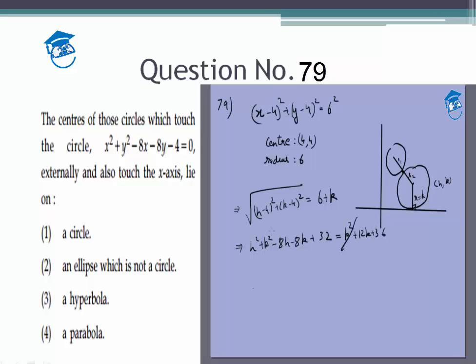Now k squared and k squared cancel, and the moment k squared and k squared cancel, you know that this is not the equation of a circle, this is actually the equation of a parabola, which means the answer is option 4, because you'll have x squared and y, you won't have any power of k squared. So the answer will be option 4, a parabola.